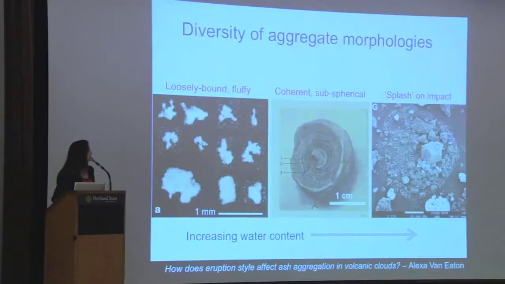So what do these actually look like? Ash aggregates have a huge range of morphologies, and there are two main processes that stick them together. Electrostatic attraction is on the water-poor end of the spectrum, so particles can be stuck electrostatically through an electric charge. And those are loosely bound, fluffy types of clusters that tend to break up on impact with the ground. And with the increasing amount of water content in your system, you can start to develop these beautifully concentrically layered, coherent accretionary lapilli, all the way through to mud rain, which splashes on impact with the ground.